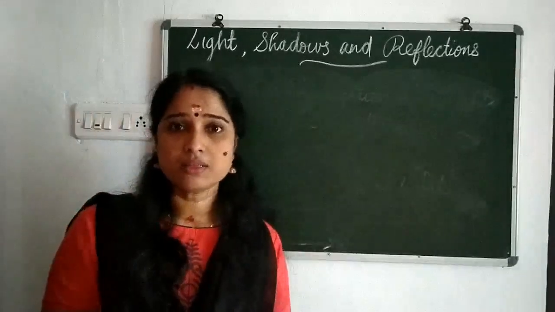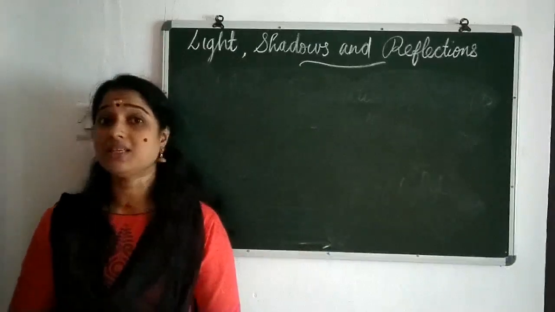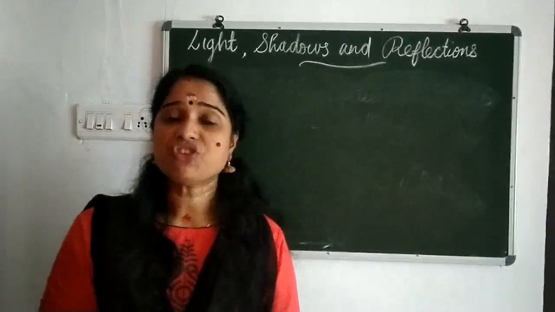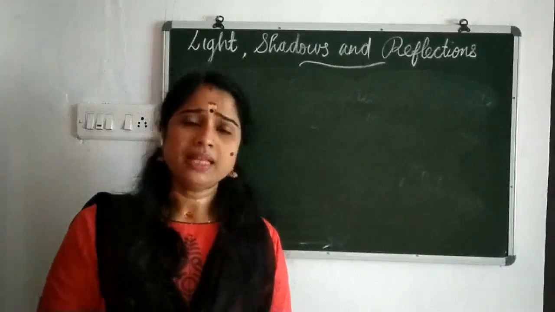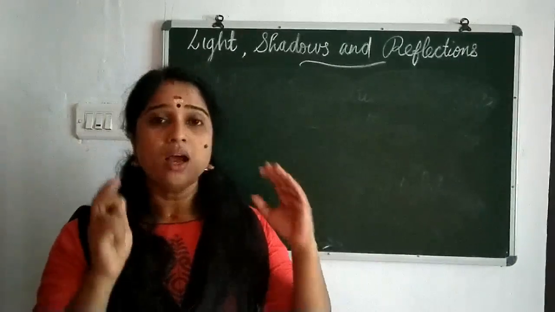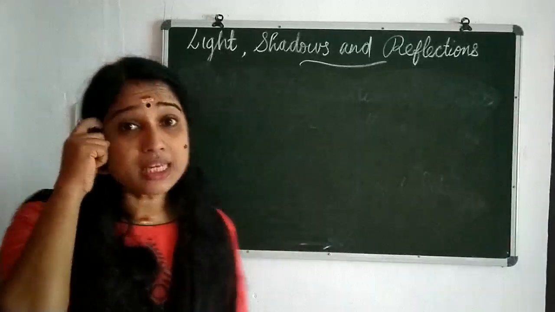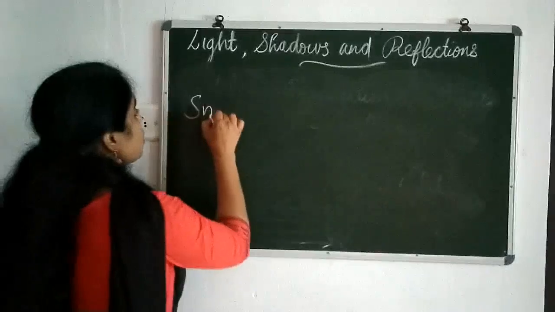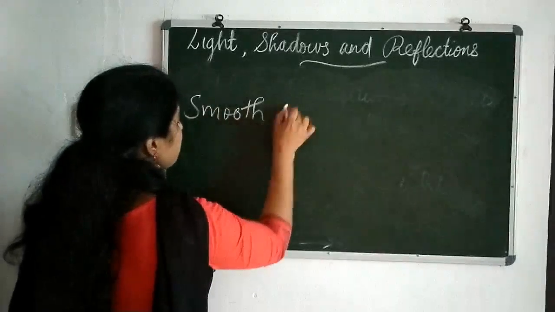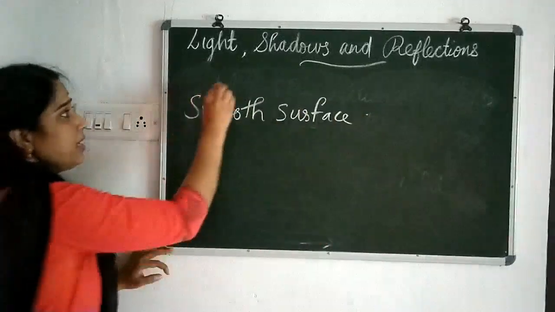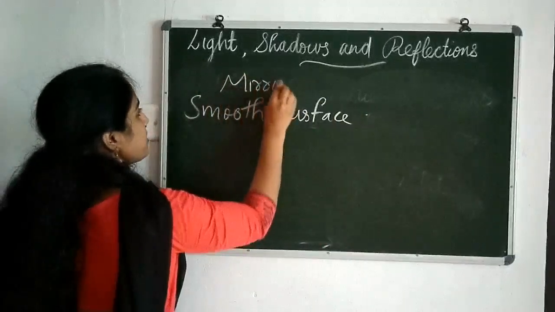Last class we discussed that glass is transparent, so we cannot see our image in transparent glass. Then why can we see our image in the mirror? All mirrors have a smooth surface. The mirror has a smooth surface.